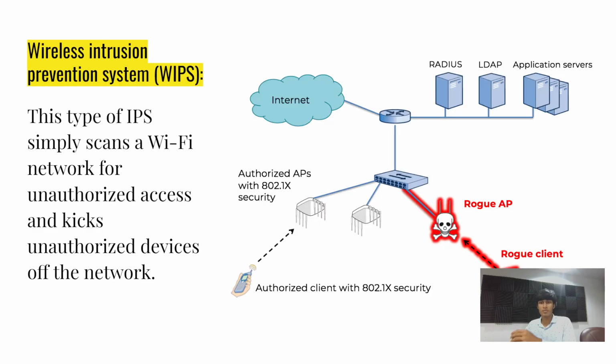Then there's WIPS, that's the wireless intrusion prevention system. So there's an authorized AP and an authorized client, like your phone and your Wi-Fi. Then there's somebody else, a rogue client or rogue AP, who really wants to connect to your internet through Wi-Fi. So it won't allow them.